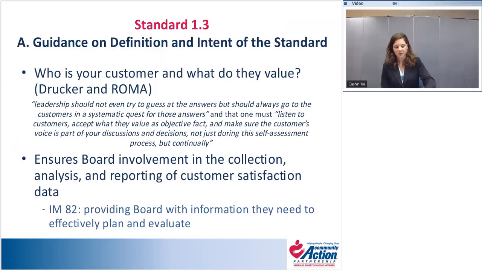So first, looking at the definition and intent of the standard, I wanted to start with the ROMA Framework, really the idea that this is just good business practice to know your customer, to know what they care about so you can make changes accordingly. You and your staff probably have ideas for improvement, whether that be at the organizational level or the program level, but this is really about going straight to the source, to your customer, to figure out what it is that they care about and what they might like changed.